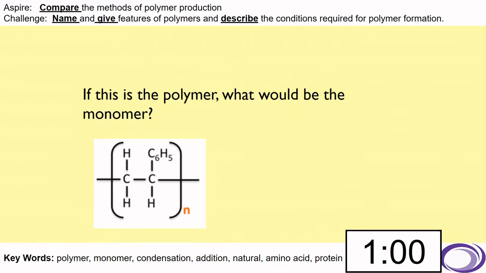So now I've given you the polymer on the screen at the moment. I'd like you to tell me what the monomer would be from that polymer.